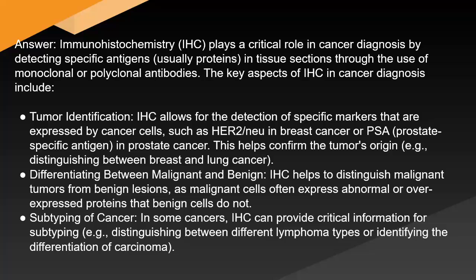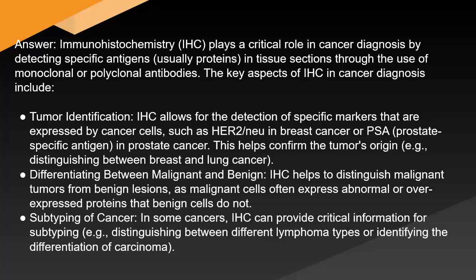The key aspects of IHC in cancer diagnosis include tumor identification. IHC allows for the detection of specific markers that are expressed by cancer cells, such as HER2 in breast cancer or PSA, prostate-specific antigen, in prostate cancer. This helps confirm the tumor's origin, e.g., distinguishing between breast and lung cancer. Differentiating between malignant and benign.